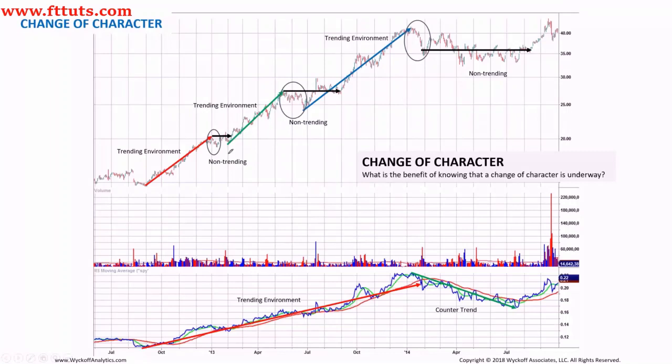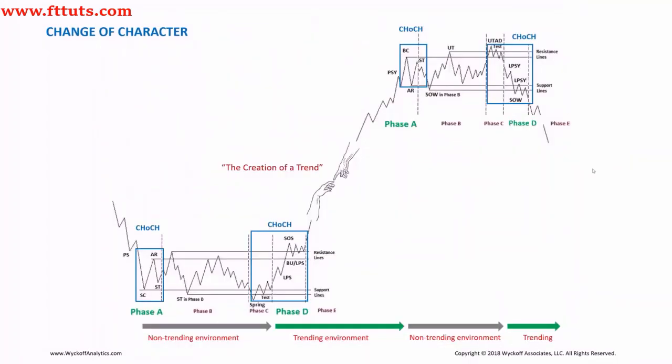And let's look at the examples of a change of character and how it unfolds. And I'm going to show you here. Oh, okay, great. We have some questions. So let's just address some questions first.